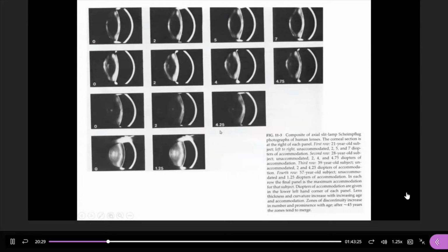Almost 40 years old, and by 40 you only have about 4 diopters left for accommodation. And the last one is 57 years old, and you can see that the maximum accommodation reduced down to a little bit more than 1 diopter. So as you can see here, increasing age will cause a reduction in the amplitude of accommodation. That is related to presbyopia. So the maximum accommodation reduces over time.